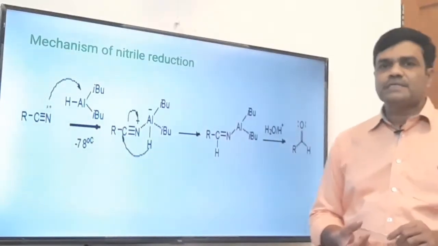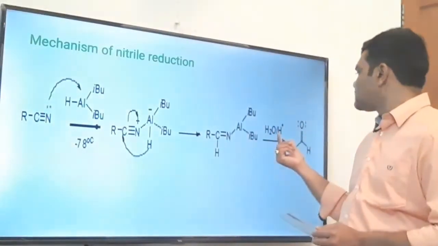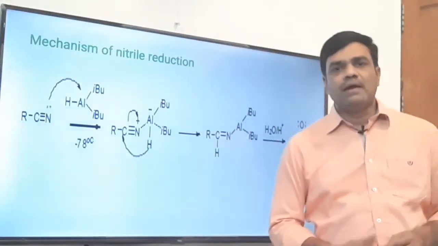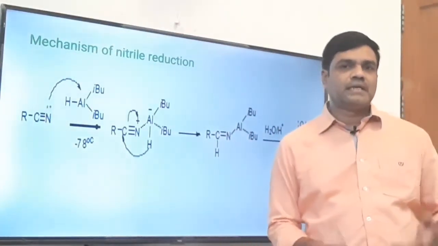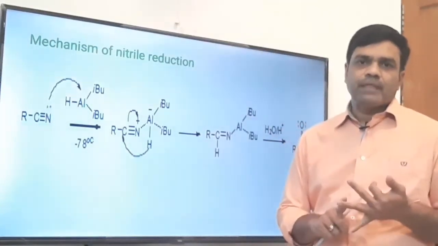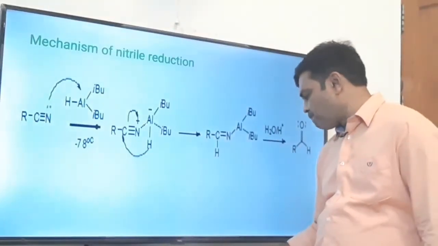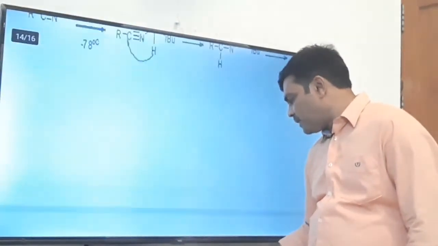C=N means imine, I-M-I-N-E. It is a functional group which on acid hydrolysis gets converted to aldehyde. So in all these three cases at minus 78 degrees Celsius, which three cases? Ester, nitrile and amide, the product is aldehyde. That is the beauty of DiBALH.